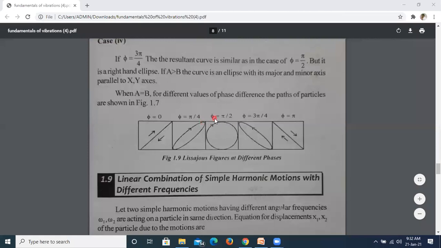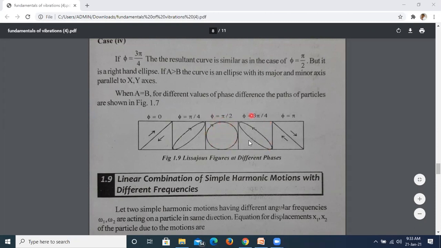For the phase difference phi equal to pi by 2, it is ellipse, right? Like this. For the phase difference phi equal to pi by 2, clockwise direction. If you take phi equal to 3 pi by 2, then you will get the ellipse equation in anti-clockwise direction. If amplitudes are same, this would be the circle. So you can imagine the circle in this rectangle.